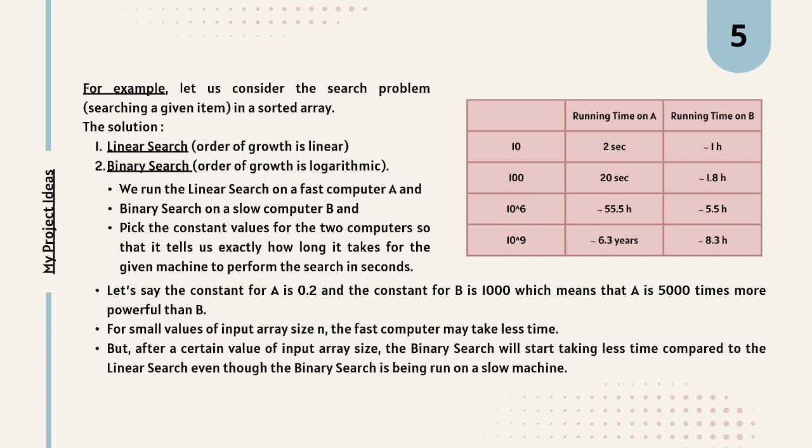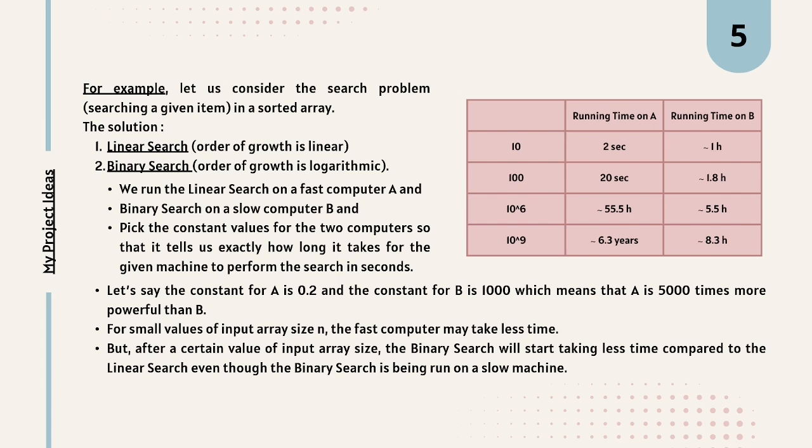So we run a particular algorithm on, suppose, computer A and we run the same problem with another algorithm on computer B. So the constant for A that we get is say 0.2 and the constant of B is 1000. What does this mean? That A is 5000 times more powerful than B. For small values of input size n, the fast computer may take less time. You are thinking right now that A is 5000 times more powerful than me.